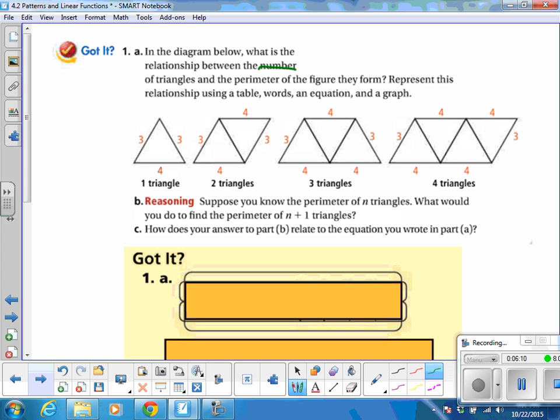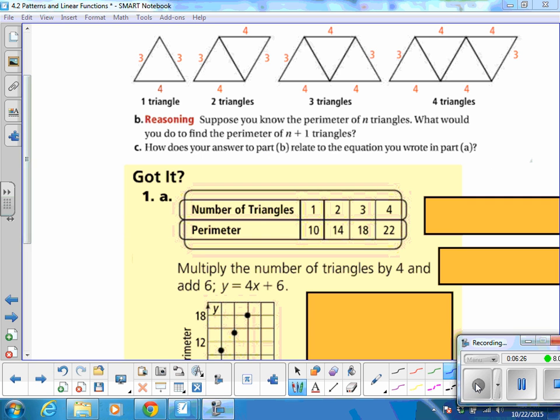So we've got number of triangles, which is varying, and the perimeter, which is varying. You're going to need to identify your independent and dependent variable, which will show you your x and your y. Go ahead and get me an equation, and go ahead and graph that. Press pause. Let's see how you did. All right, let's check out your answers.